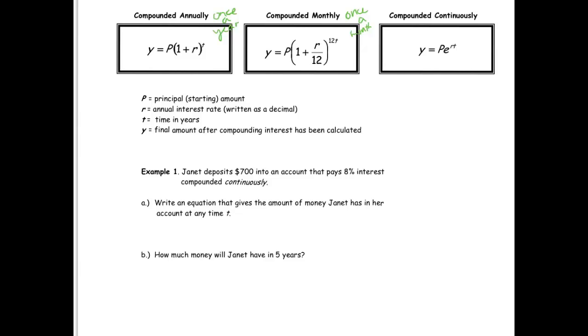But actually, this formula has a new number, which I'm going to introduce to you. And right here, it's the number e. So I would write this down. And the number e is approximately 2.7.